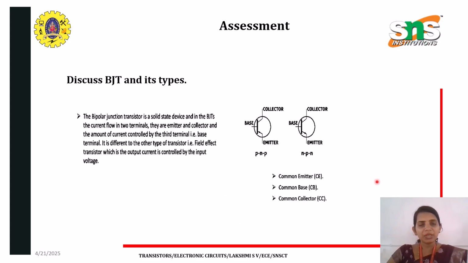Today's assessment is to discuss BJT and its types. BJT, as I told, is a three-terminal device, which is a current-controlled device, and the three terminals are base, emitter, and collector. The two types are PNP and NPN, and there are three configurations of this BJT: common emitter, common base, and common collector.